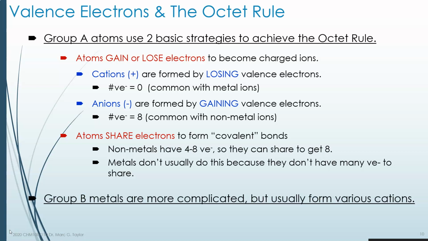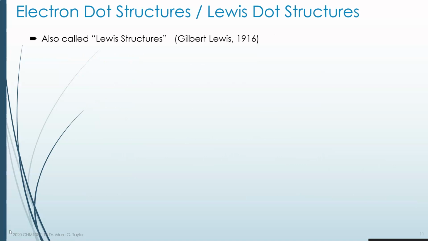The group B metals are much more complicated. I mentioned this before. They have much more complicated rules, but the group B elements almost exclusively form positively charged ions called cations. So you almost never find a metal that's negatively charged. It might be neutral with no charge because it hasn't reacted yet, or it might have a positive charge, +1, +2, all the way up to even +8. But you rarely find metals that are negatively charged.